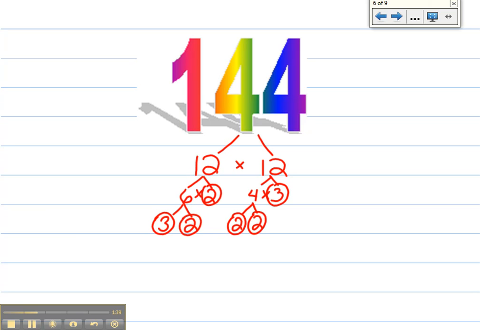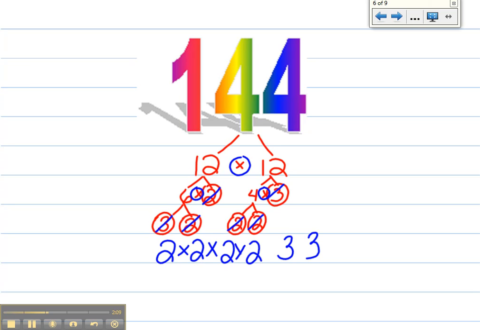Now I need to look at all of my prime numbers. I need to write them in order from smallest to largest. So I notice I have 1, 2, 3, 4 twos, so I'm going to write 2, 2, 2, 2. I have 1, 2 threes, so I'm going to write 3, 3. Those are my only circled numbers. If the number is not circled, I'm not going to worry about it. In between all of my numbers, I was multiplying. So I'm going to multiply 2 times 2 times 2 times 2 times 3 times 3.